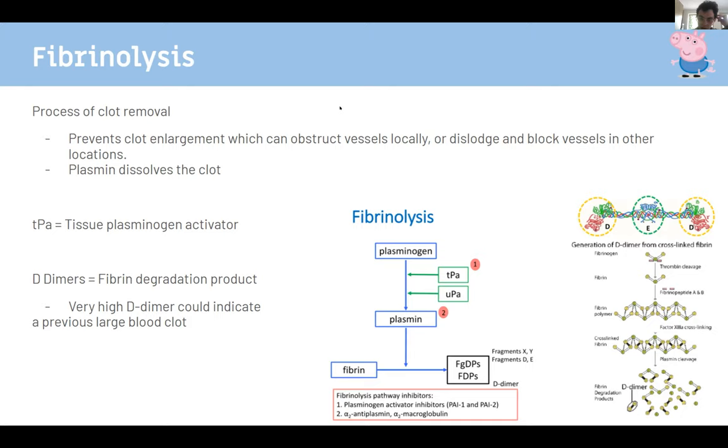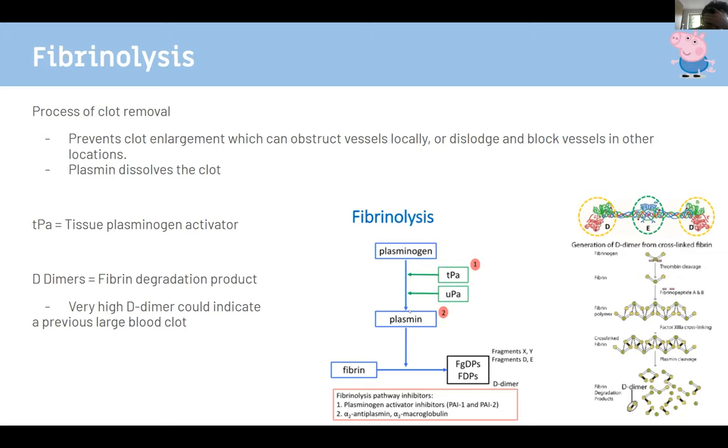So plasmin is really important in dissolving the clot. The conversion of plasminogen to plasmin is done by TPA and UPA. TPA stands for tissue plasminogen activator. It's located in the tissues. UPA is urea something. I can put that in. Sorry, that was really bad. John, can you just see what UPA stands for? It's urea something. It's not important, but I just like it to be there.